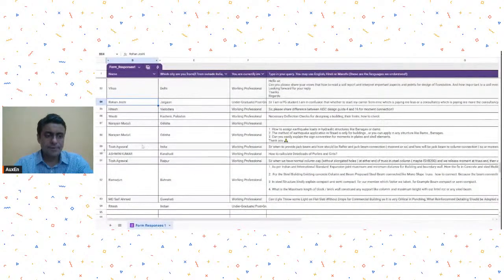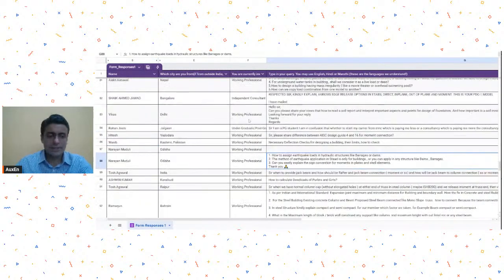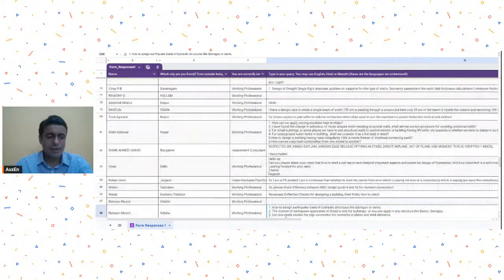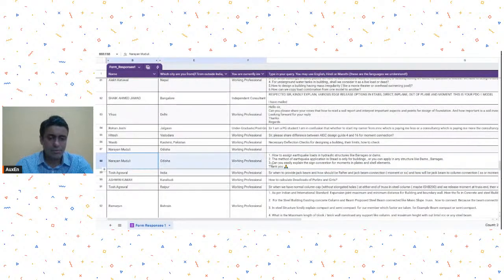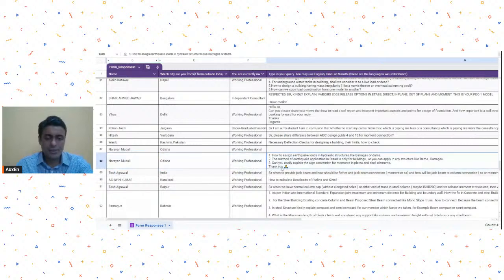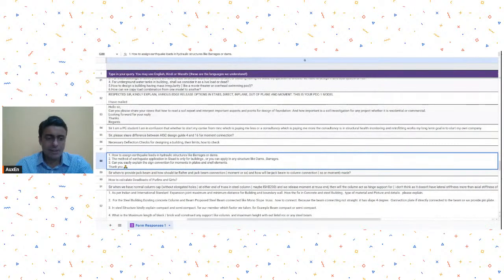So first of all, we'll be taking the queries that have been posted on this Google form. Those are the queries that I would like to take first. There was this question that was asked in the last session by Narayan Muduli from Odisha. He had asked, can you easily explain the sign convention for moments in plates and shell elements?